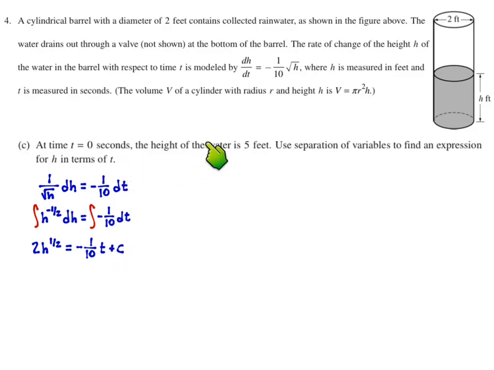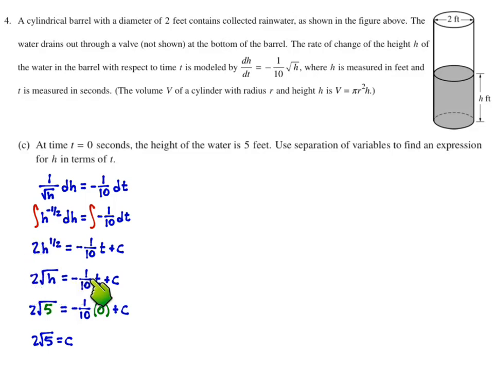Now we'll plug in our initial condition. Our height is 5, and our time is 0, so that'd be 2 times 5. Sorry, I rewrote that as a radical again, because h to the 1/2 is rad h. Anyways, plugging in the initial condition, you get 2 rad 5 equals negative 1/10 times 0, and so that tells us that c is 2 rad 5. Then I'm going to take that and plug it back in to my equation here. So I get 2 rad h equals negative 1/10 t plus 2 rad 5.